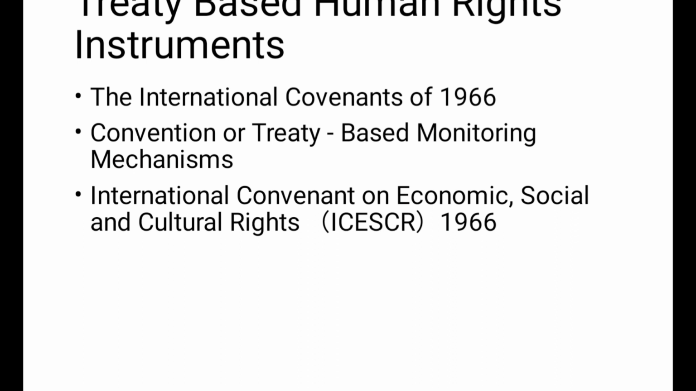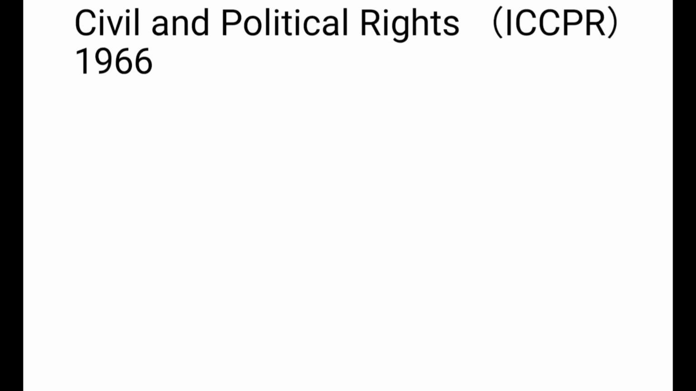Okay, for the dualist countries, the international law is not directly applicable to domestic laws unless this law is actually made part of the domestic law by an act of Parliament. Then for the monist countries, they regard the domestic law and the international law as one. Okay. So, having discussed the treaty-based human rights, let's now quickly go to the International Covenants of 1966. First of all, let me just give a brief background into the International Covenants of 1966.